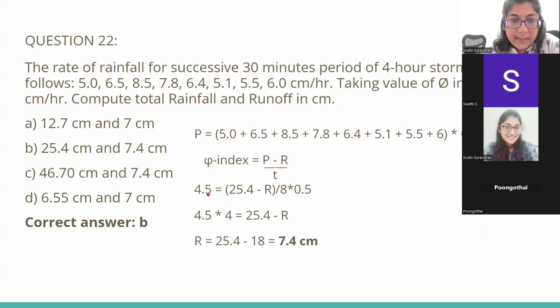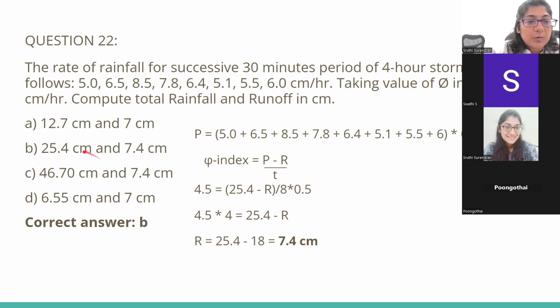So we have the phi index 4.5 centimeter per hour, (25.4 centimeters minus R) divided by 4 hours. Although this is given, I was just showing how we are obtaining this value. That is 8 rainfall events are occurring at half an hour interval time. So totally in 4 hours is what this entire rainfall is available. So by rearranging the terms, you can find out that R is equal to 7.4 centimeters.